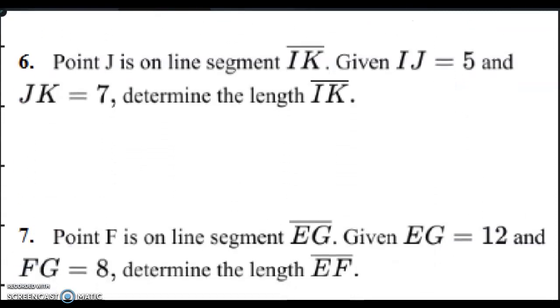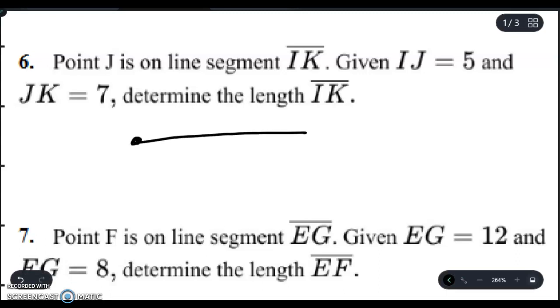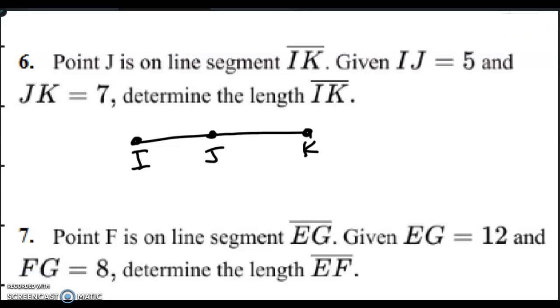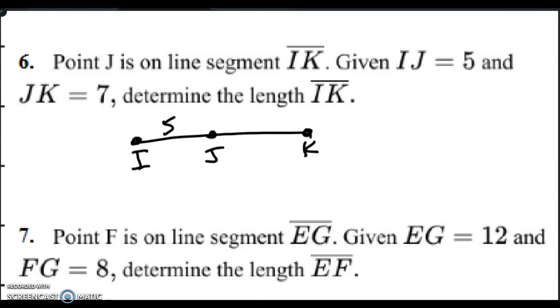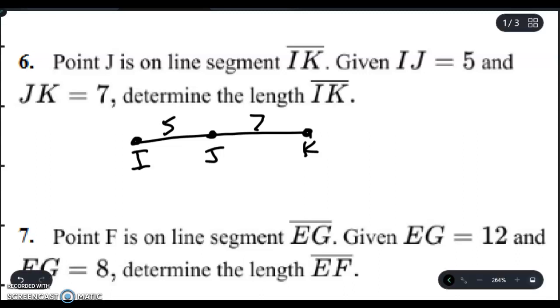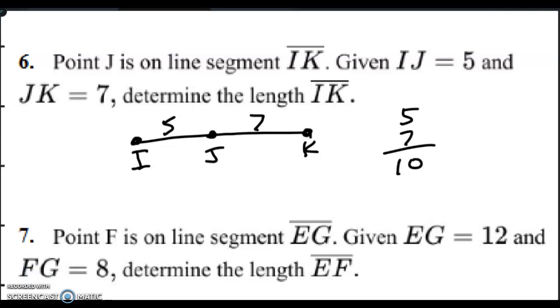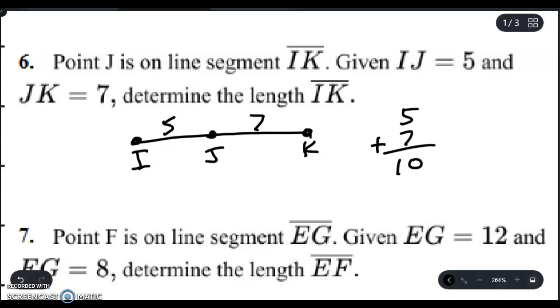Alright, so I've got IK, so that's my line segment, IK. And I got J in the middle of it. And then IJ is 5. And JK is 7. And we add those two together to get IK. I'll put a plus sign here so we know we're adding. Oh, did I say 10? I meant 12.